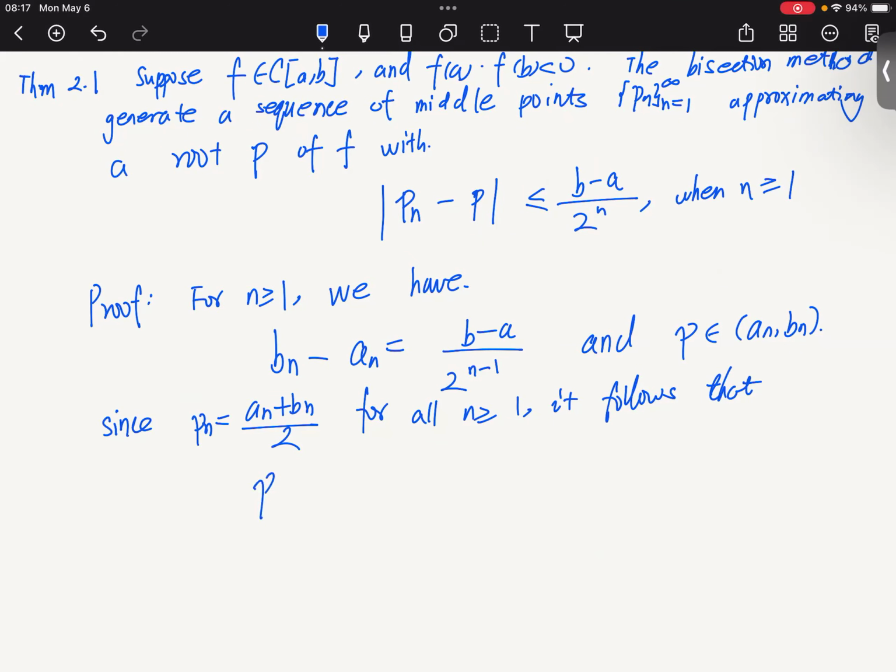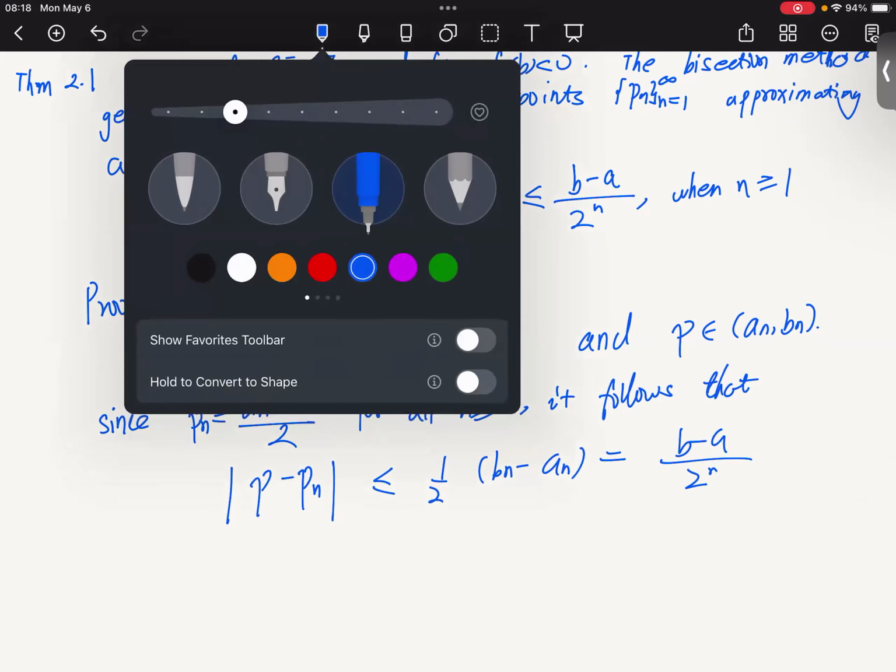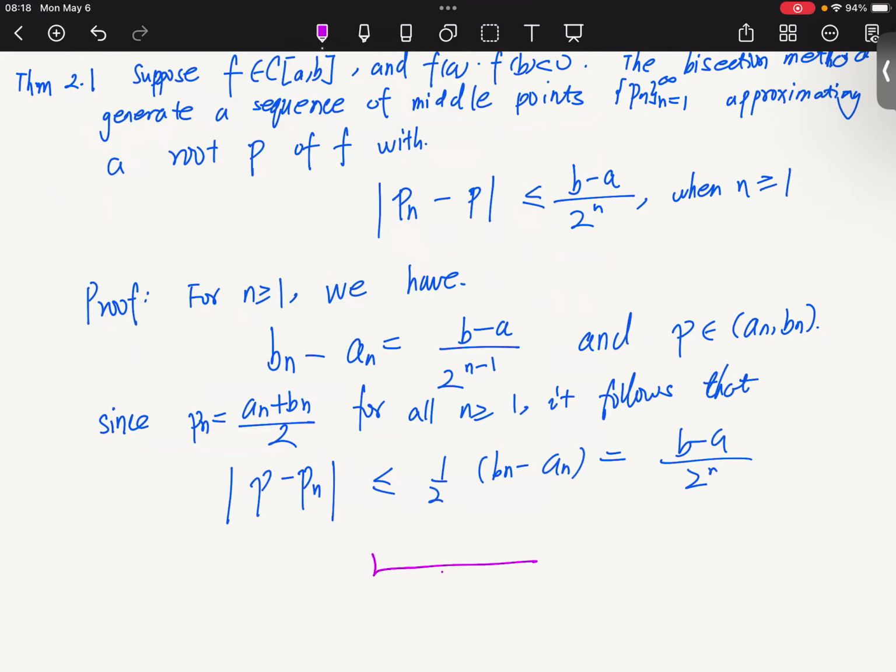the |p minus pn| is smaller than or equal to 1/2 times (bn minus an), which is (b minus a) over 2^n. And this is because, let me draw the picture here. This is the an and then bn, right? Yes, this is the interval [an, bn], and then your middle point is here, the pn.